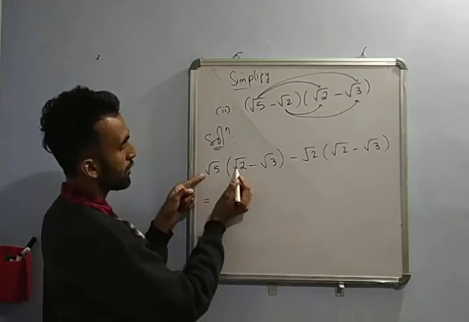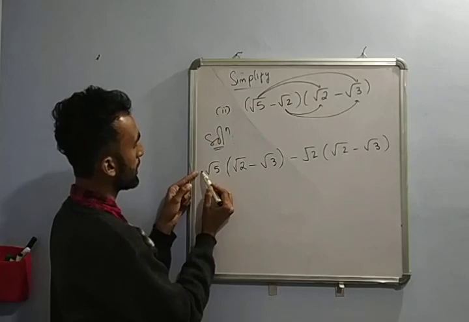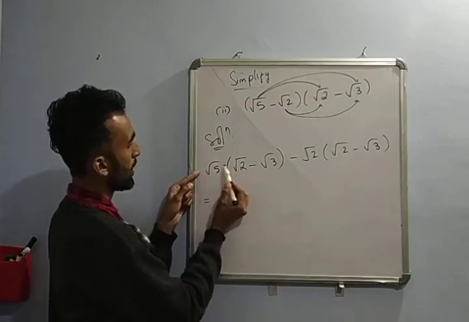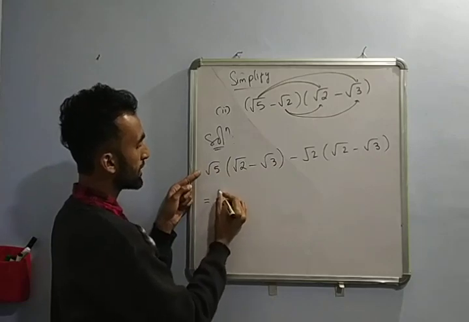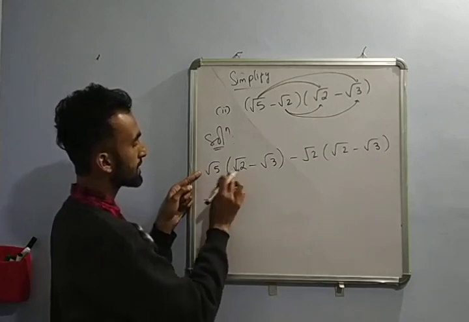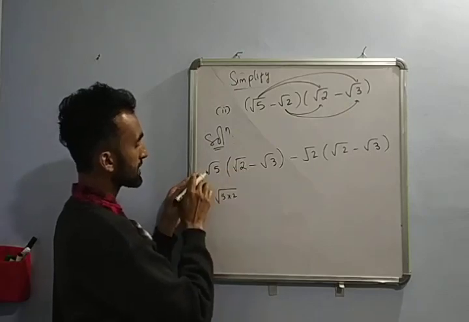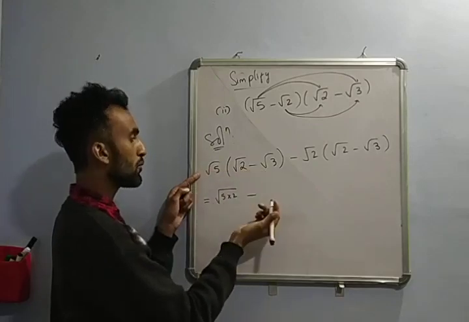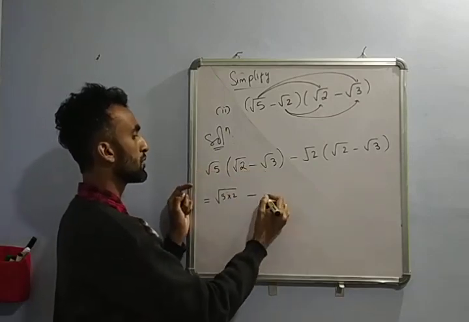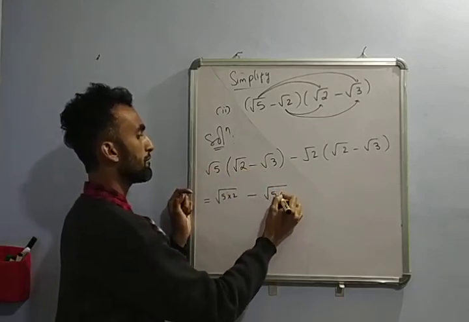Now root 5 with root 2. Now check, there is a number. Number first, outside. 1 ones are 1, no need to write. Root 5 into root 2 is root 5 into 2, I can multiply this inside. Now plus sign, plus into minus is minus. 1 ones are 1, going to write. Root 5 into root 3 is root 5 into 3.